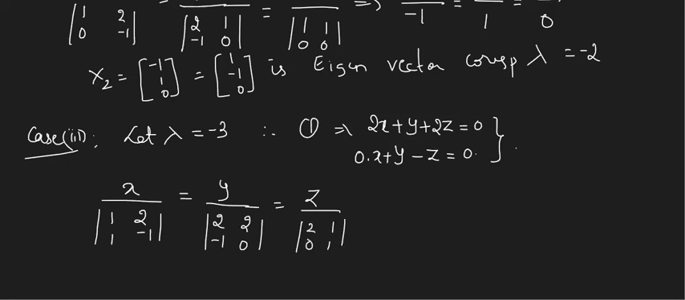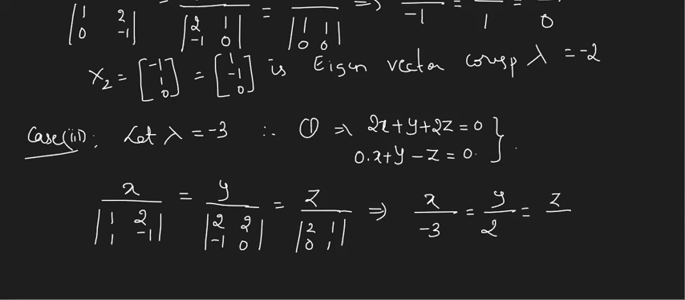Anybody has any doubt in writing this? I'm ready to explain. See, when you write for x, write it for the y and z coefficients. When you write for y, write for the z and x coefficients, and when you write for z, write it for x and y. Very easy. So x upon, what will you get? -1 minus 2, -3. y upon, 0 plus 2, plus 2. Yes, very good.